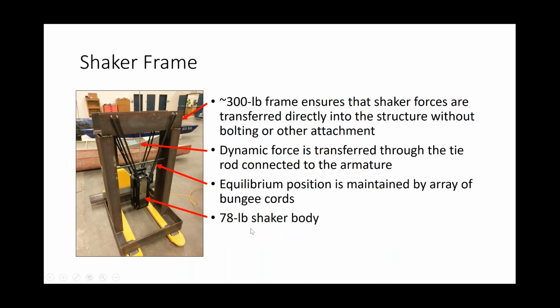The frame itself is very heavy, so that the shaker forces are transferred directly into the structure. The dynamic force is being supported by this tie rod and the armature of the shaker. And we did a fair bit of work to get the shaker into an equilibrium position using these bungee cords. It takes a lot of them because the shaker body weighs 78 pounds. That gives us a pretty good dynamic force that we can apply to the structure.